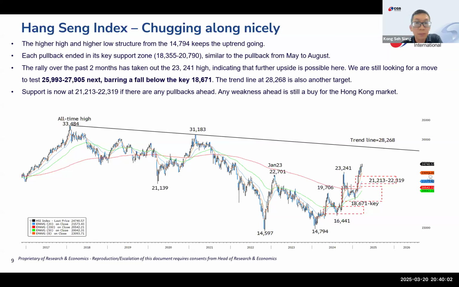So near term, besides the 28,000 trend line, we're expecting some sort of resistance at about the 26,000 to 27,900 levels. Of course, because this is a weekly chart, the range of the resistance is slightly larger, but nonetheless, that is the level we are looking for over the next couple of months, possibly going into the second quarter and the second half of this year. So we're still positive on China and Hong Kong, at least in the short term.